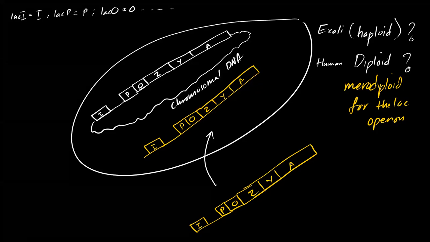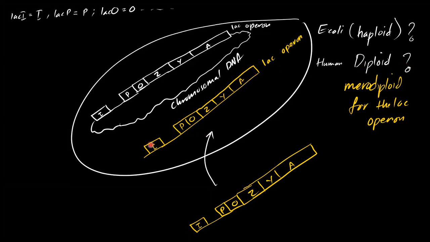Okay, so now we have two copies of the lac operon. This copy that is normally found on the chromosomal DNA, and this is the other copy that we introduced artificially into the bacteria. Again, it's not called diploid because we have only two copies of the lac operon. All the other genes in this bacteria exist in a single copy.